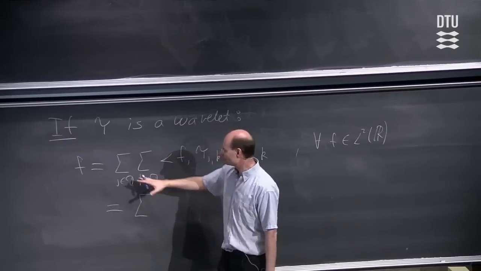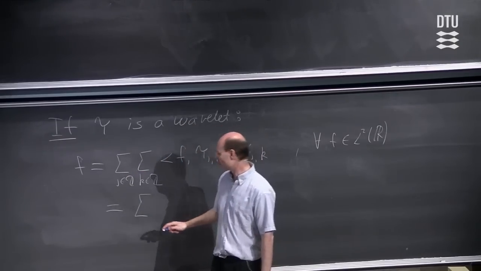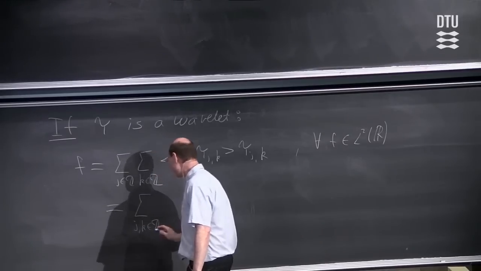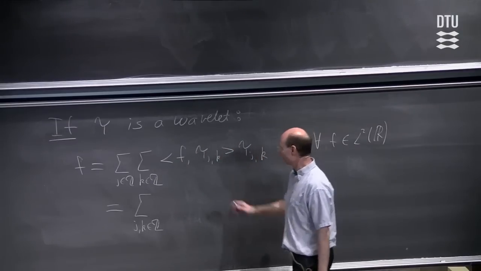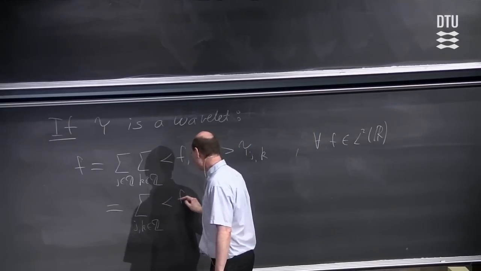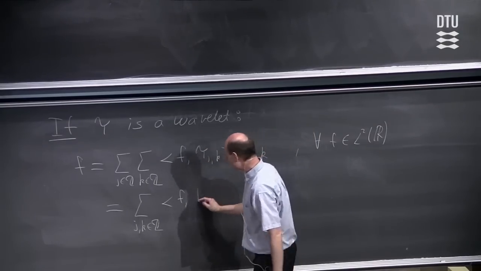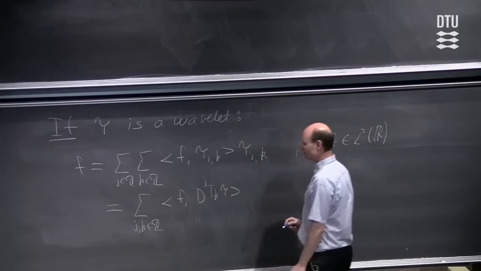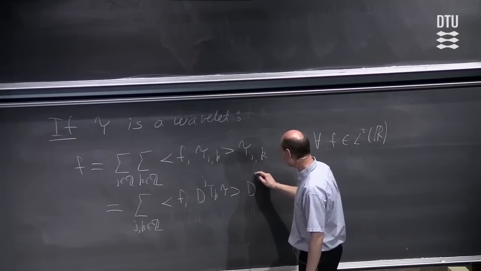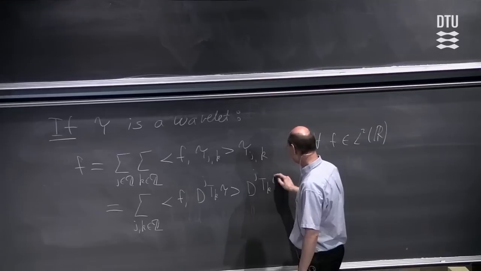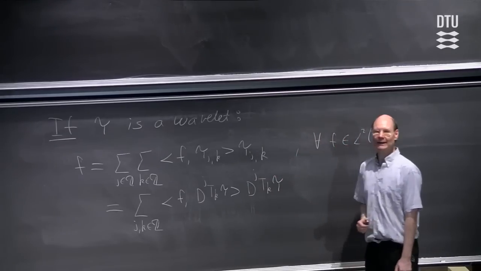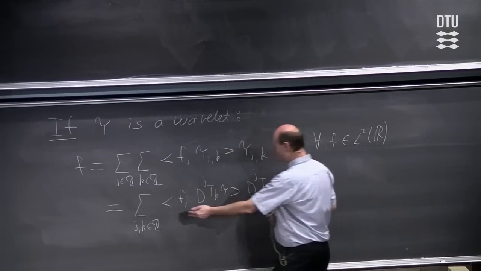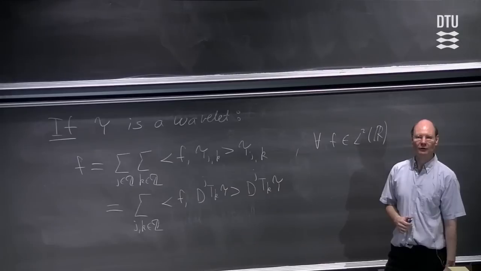Or if you write it down in operator notation, first of all, sometimes instead of writing two sums after each other, we'll just write it as the sum over j comma k belonging to Z squared. This is a little easier notation. And then what we have inside here is the inner product between f and psi j k, which is D to the power j T k psi. And this coefficient has to be multiplied with D to the power j T k psi. So no matter which function you give me, we can just calculate these numbers, and then we can put it into this representation. Then we get our function back.